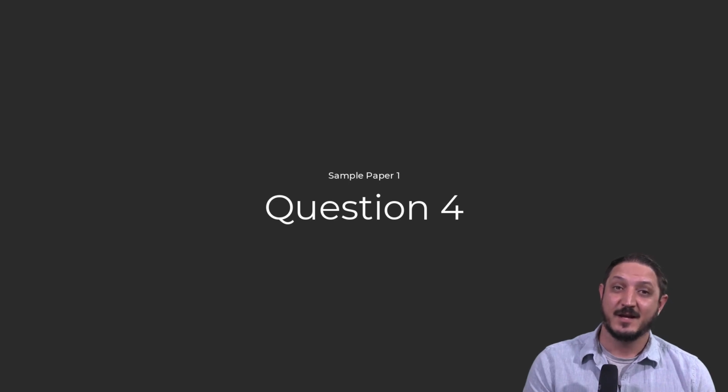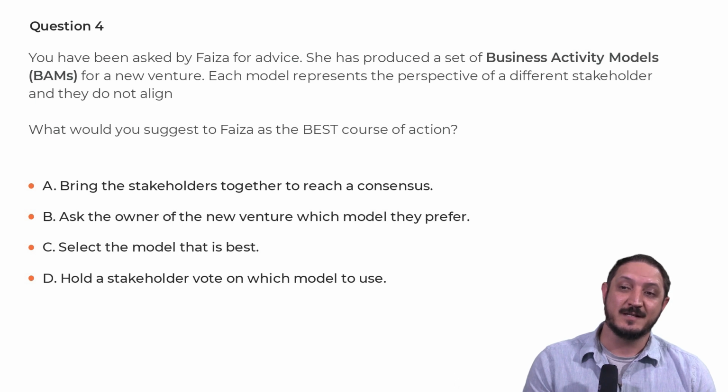Hi there once again. Let us look at question 4 of the sample paper, the Business Analysis Practice sample paper. So let's first read the question to see what we can identify here. Or let's first get an overview and then identify some things once we've got an overview of it.